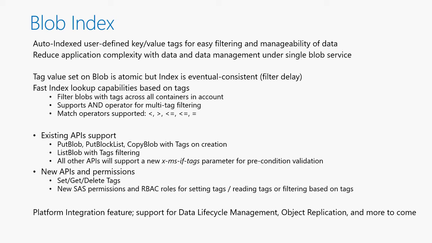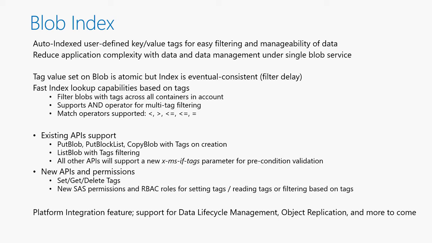So you can reduce application complexity by storing your data and your data index on the same blob service. You don't have to worry about spinning up a Cosmos DB or SQL server to handle your metadata and your blob index. You set your tags on the blob on upload or post-upload, and the index is eventually consistent, but the blob's tag set is strongly consistent. So you can do a fast lookup on millions of items on your storage account in less than a millisecond.